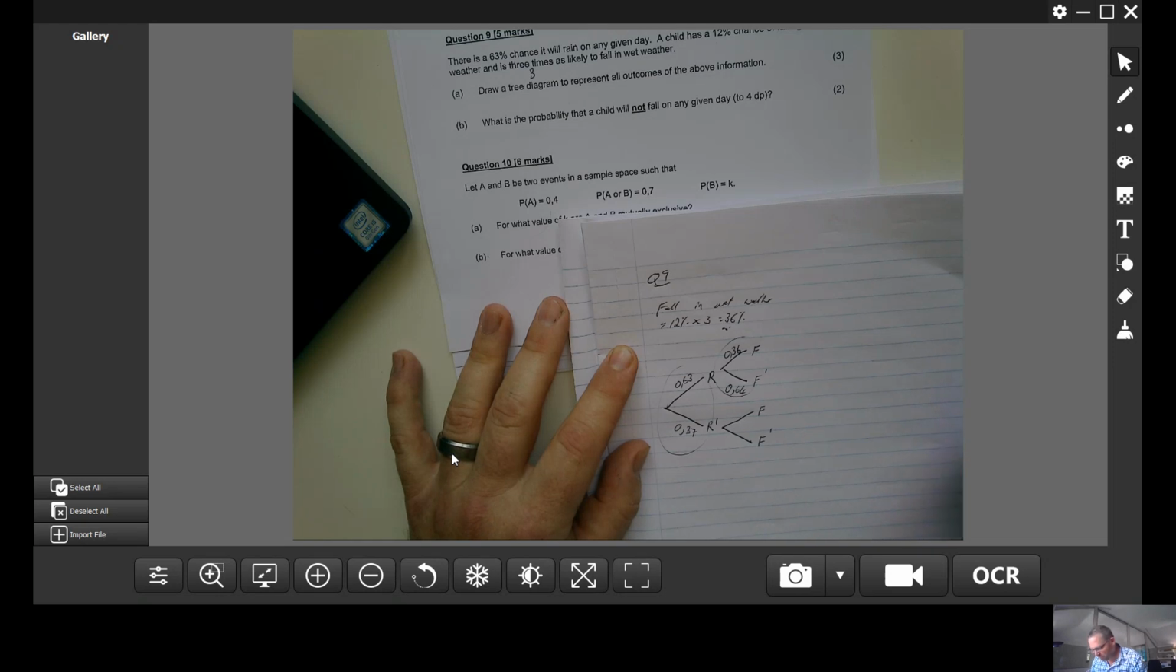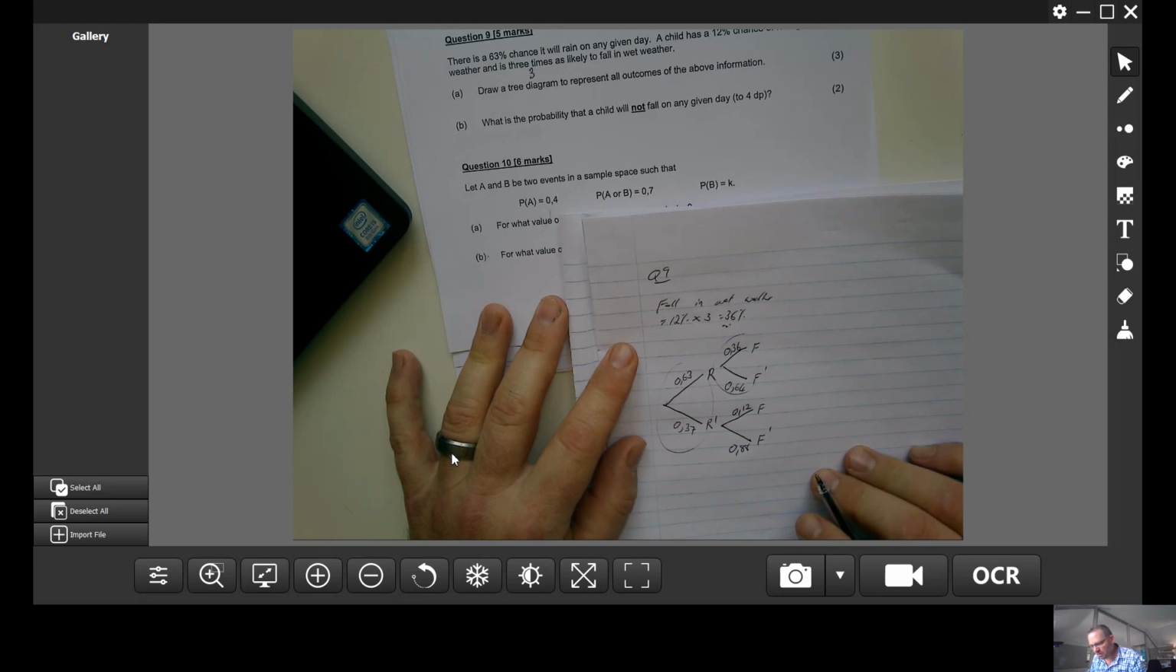So there's a 36% chance it will fall. But on a day when it doesn't rain, the chance of falling is 12%, which is 0.12. And 1 minus 0.12 is 0.88. Right. So we end up with our tree diagram over there, and that's the 3 marks.